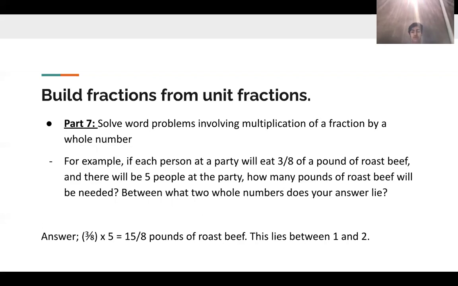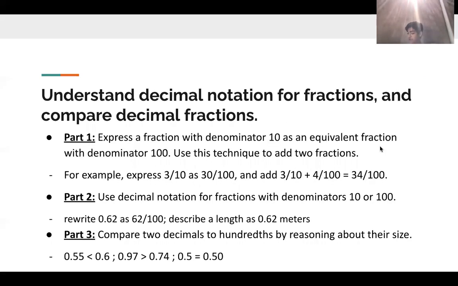Well, if each person is eating 3/8 pounds of roast beef and there are 5 people, we simply do 3/8 times 5. That's simply going to be 3 times 5 over 8, so 15 over 8 pounds of roast beef. And 15 over 8, if you think about it, lies between 1 and 2, because 8 over 8 is 1, and 16 over 8 is 2. Cool.